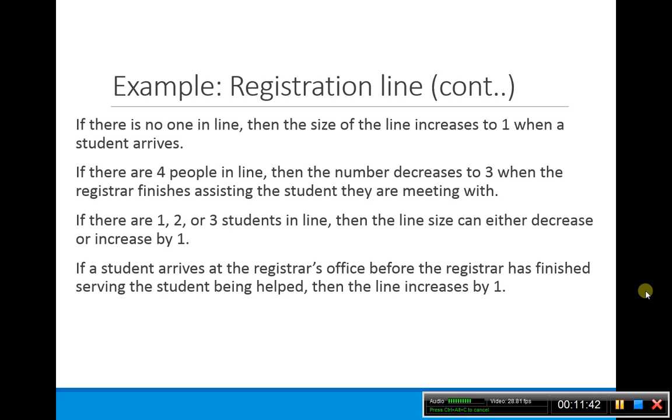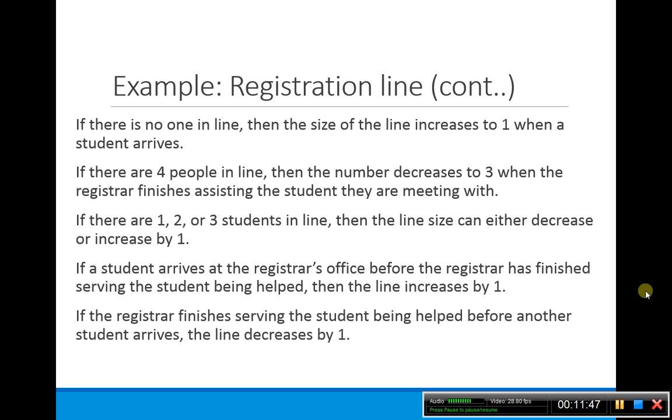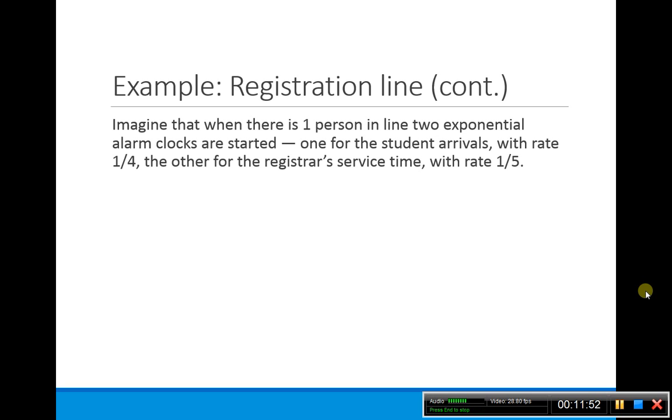So here, if the student arrives before the registrar is finished, then it's going to increase by 1, whereas if the registrar gets done before another student arrives, it decreases by 1. So we can imagine that if there's 1 student in line, then there are 2 clocks that have been started. There's a clock associated with the registrar finishing, and there's a clock associated with the student arriving. The student arrives at rate 1/4, so one student every 4 minutes. The registrar's service time is 1 student every 5 minutes, so it has a rate of 1/5.